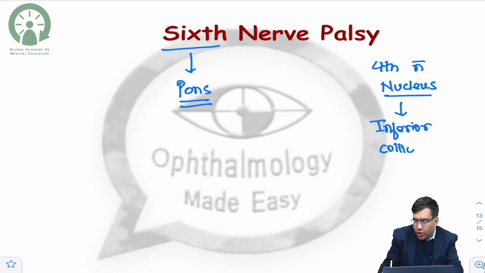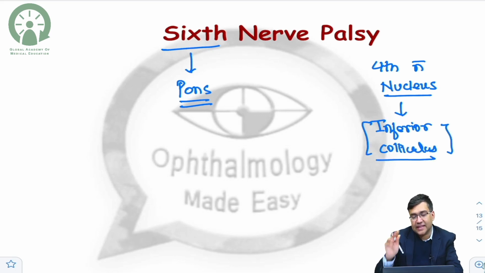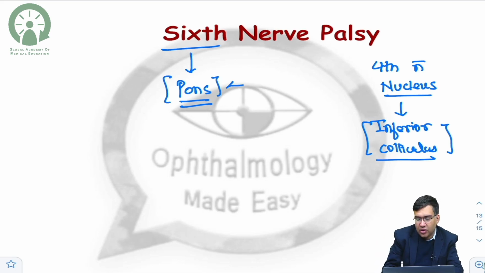I already told you that the third nerve nucleus is at the level of the superior colliculus. So these can be your questions in your exams. And as you all know, the sixth nerve supplies the lateral rectus.